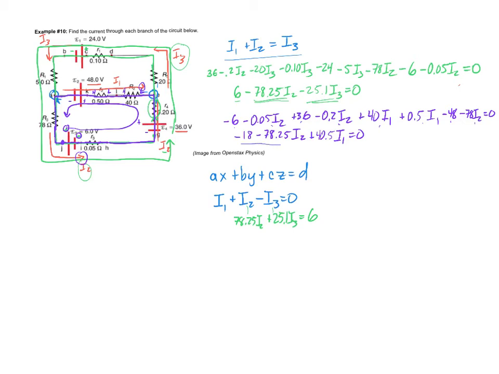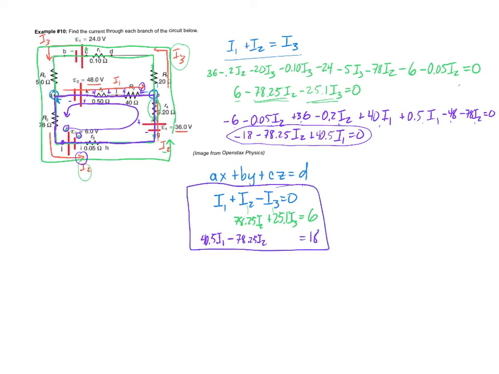And then of course I'm going to use this equation right here. And again, I'll move the things around. In this case, it's not too important. I'm going to go ahead and put the 40.5 I1 first, then I'll have a minus 78.25 I2, and then I'll move the 18 over to the other side, so equals 18. So notice again, I lined up the I1s, the I2s, and now this is ready to input straight into our calculator, all right?